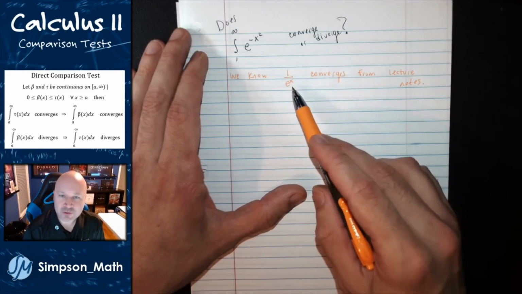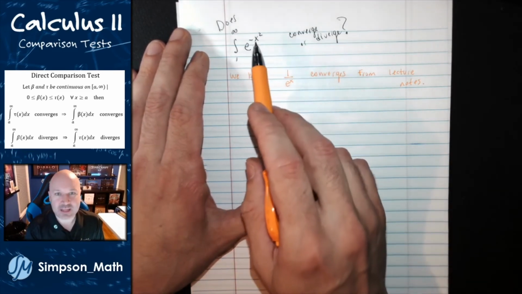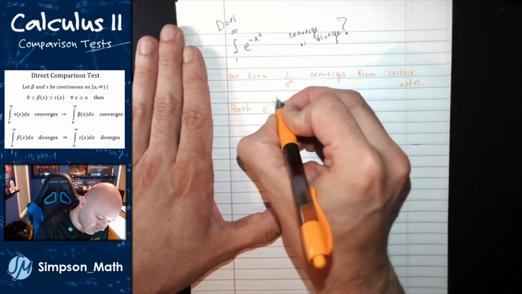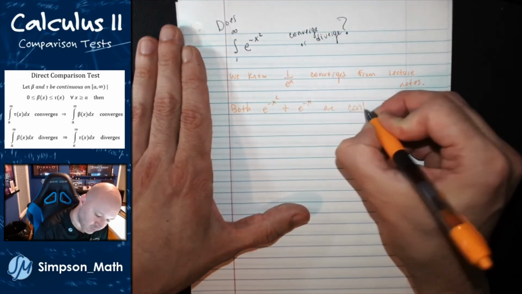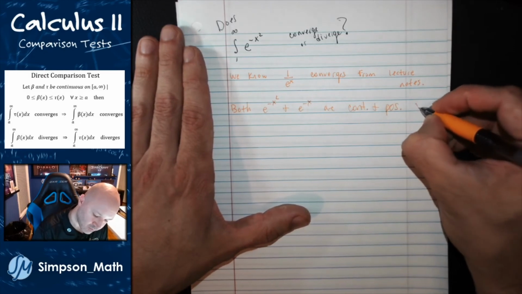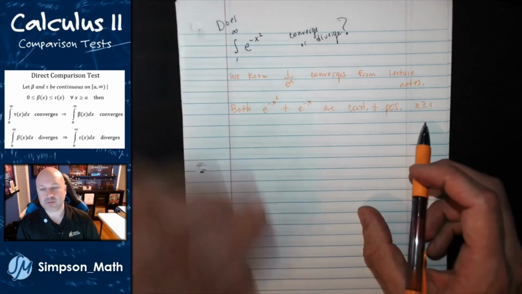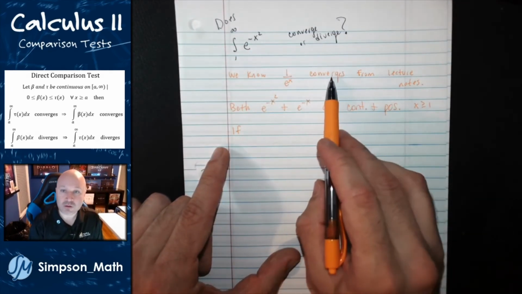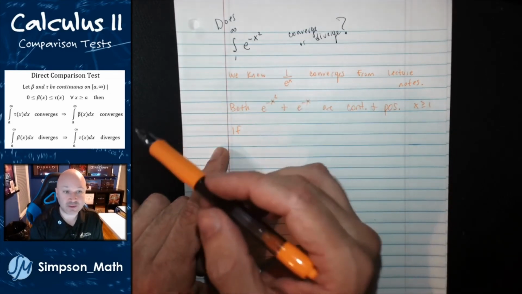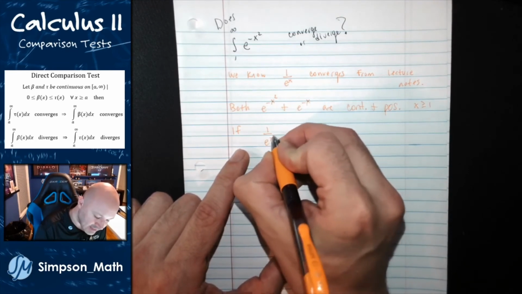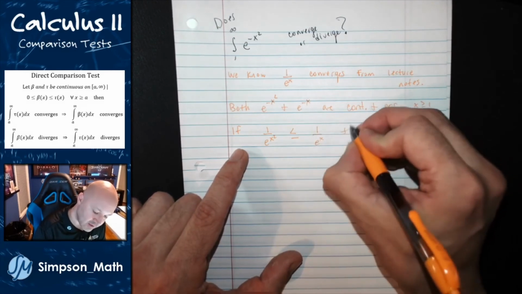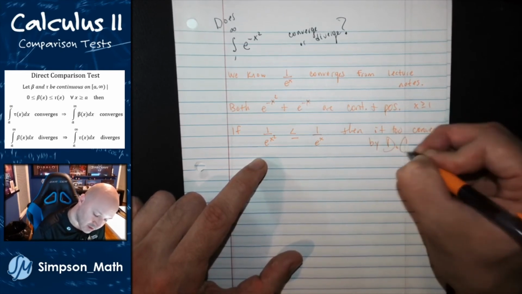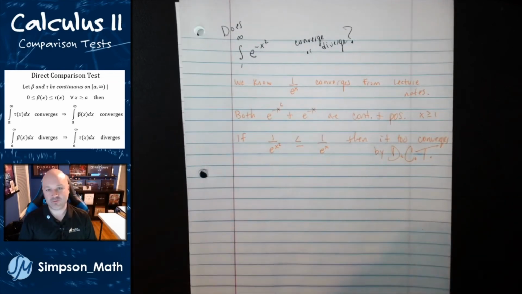It is going to be a continuous function. It's always positive. Same is true here. I just looked at it. It is always positive, and it is continuous, for sure, over the interval we're concerned with. All right. So if I can show that this thing is smaller than something that converges, then it too will have to converge by the direct comparison test. So if 1 over e to the x squared is less than or equal to 1 over e to the x, then it too converges by the direct comparison test. So now I just need to show that.